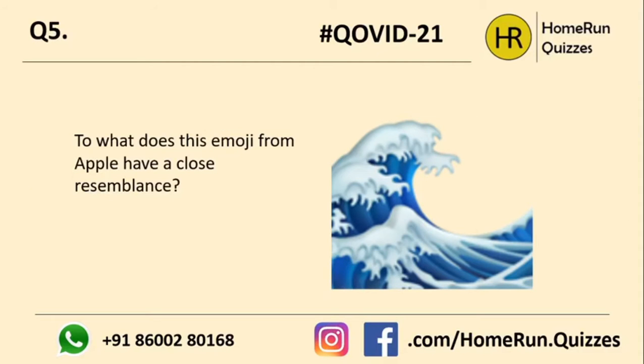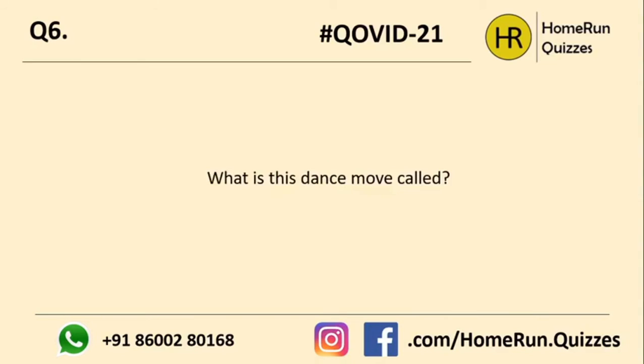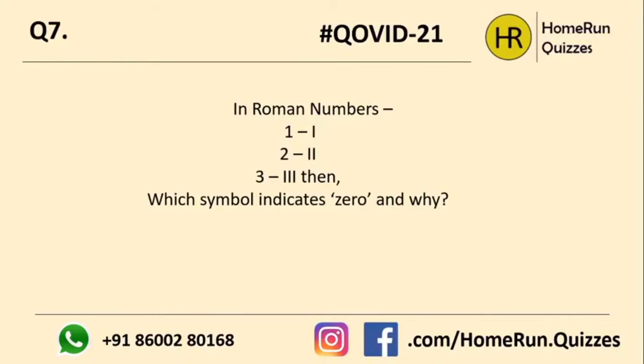Okay. Question 5. What does this emoji from Apple have a close resemblance to? So this is Hokusai's Great Wave off Kanagawa painting. Then question 6. What is this dance move called? Called the worm. Okay. And again, we gave points for caterpillar and any other alternate responses like that.